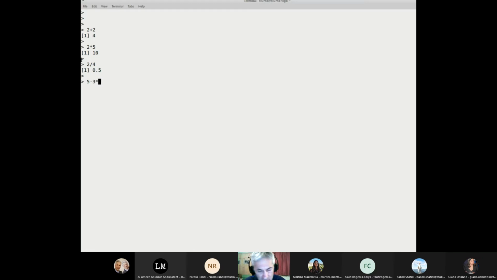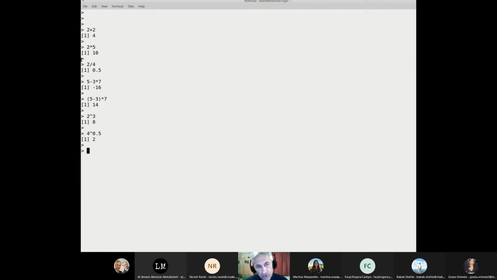5 minus 3 times 7, minus 16. I can use parentheses. 5 minus 3, close parenthesis, times 7, 14. I can also use other elementary computations like elevation to a power, 2 hat 3, 2 to the power of 3, 8. Or I can compute the square root of 4, 4 to the power of 0.5, 2. Good.